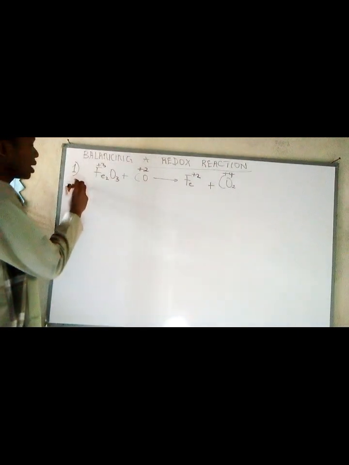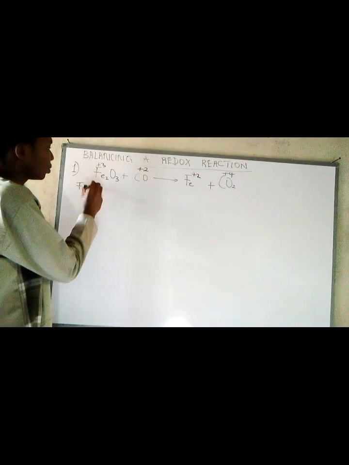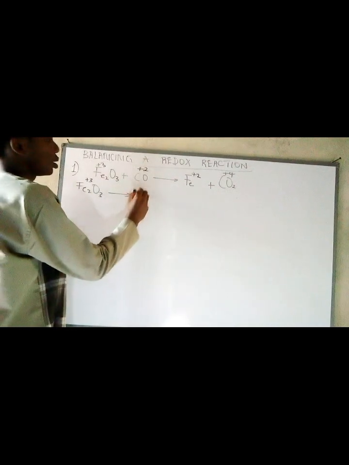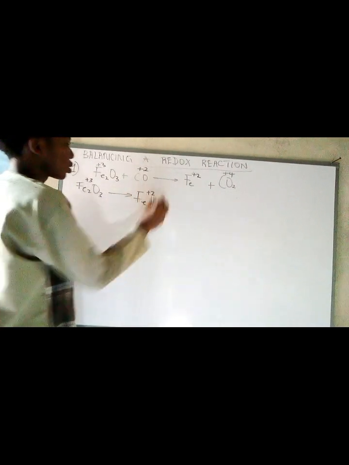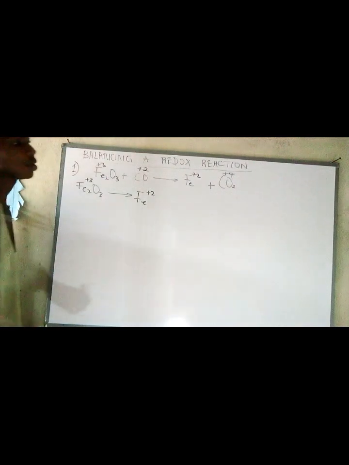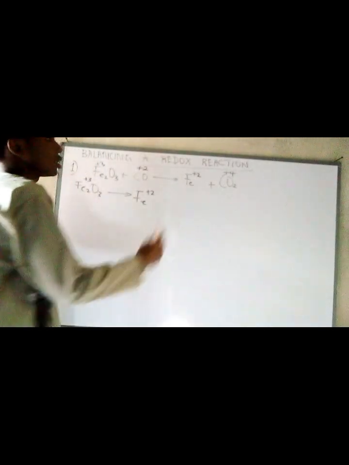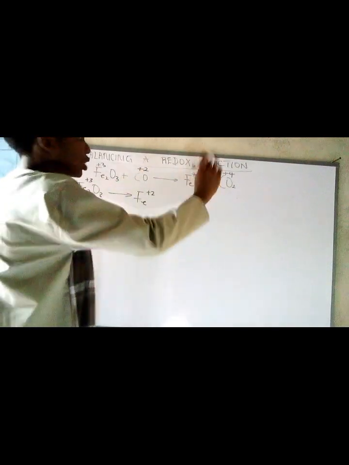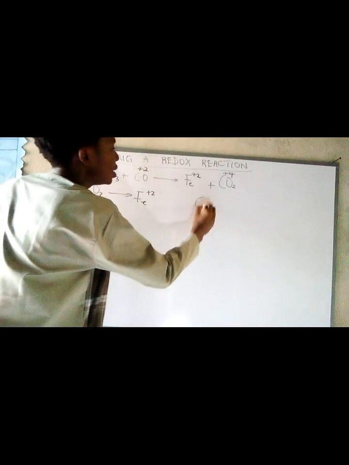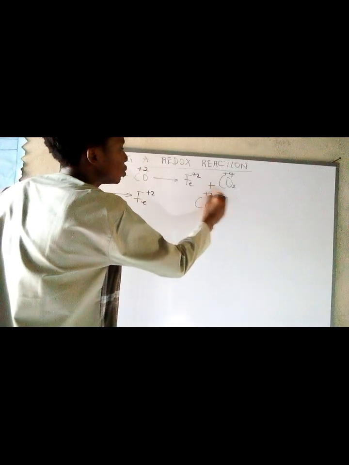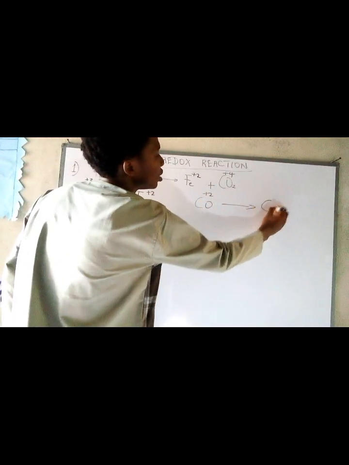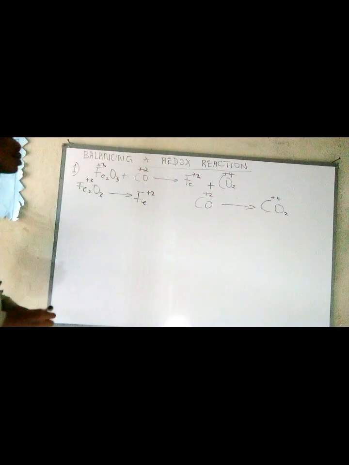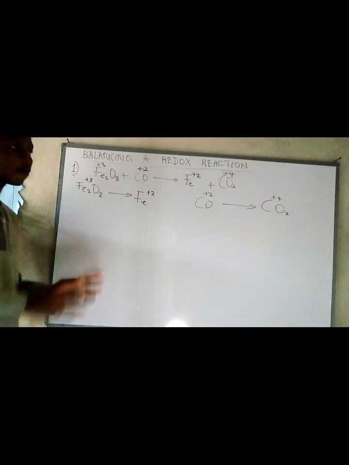Let's write down the reduction reaction. Fe2O3 plus 3, Fe2 plus. This is the reduction reaction. So now let's write out the oxidation reaction. Obviously this is the oxidation reaction, because there's an increase in oxidation number. So let's write it out. CO plus 2 will give us CO2 plus 4.